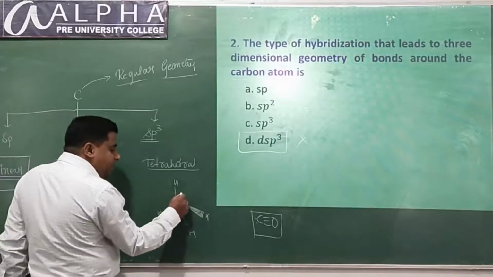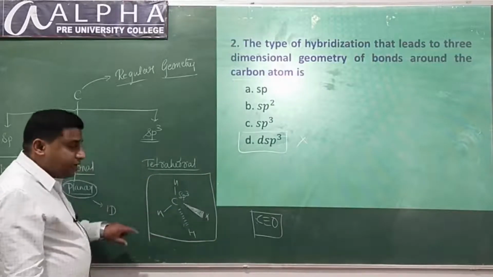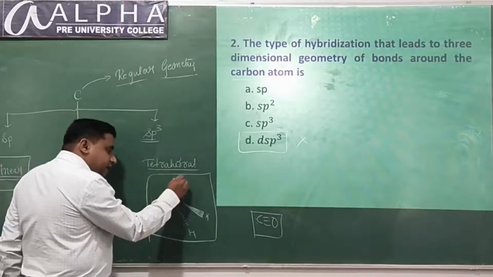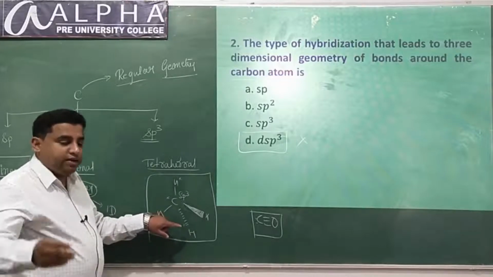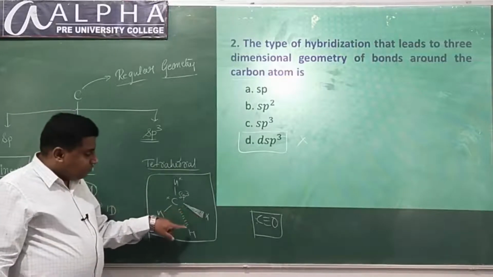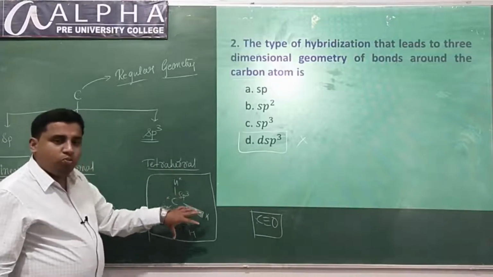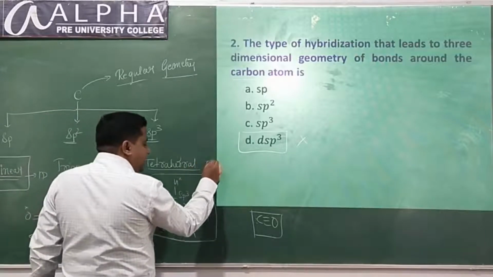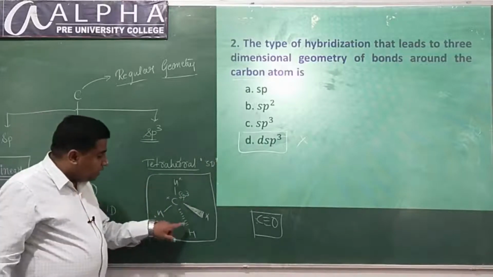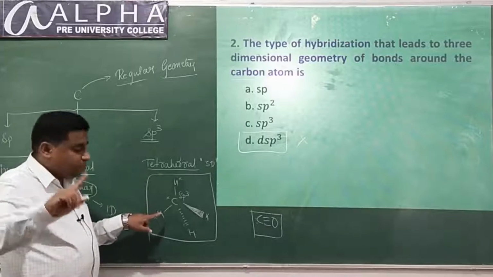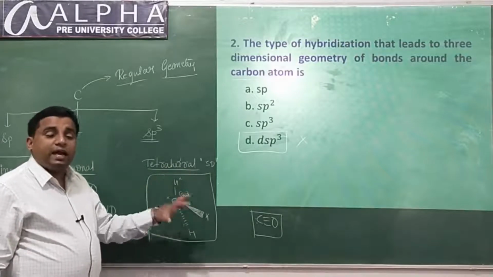See here, the carbon atom is sp3 hybridized. That means the geometry of this molecule is tetrahedral. Here this carbon, this hydrogen and this hydrogen all lie in one plane, whereas this hydrogen is in a different plane and this hydrogen is in a different plane. That means the whole molecule is in three dimensions, three different planes.